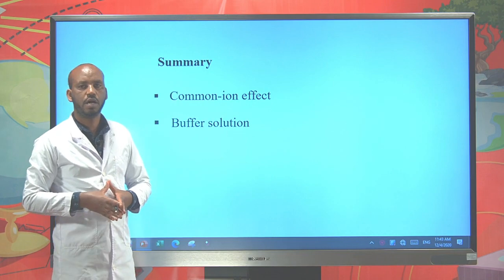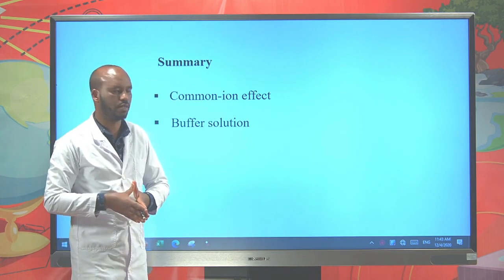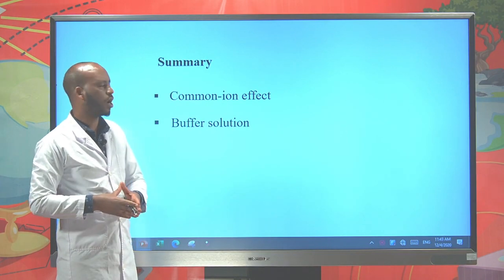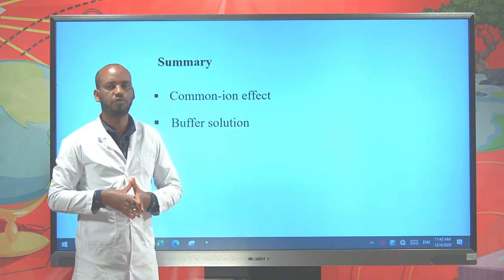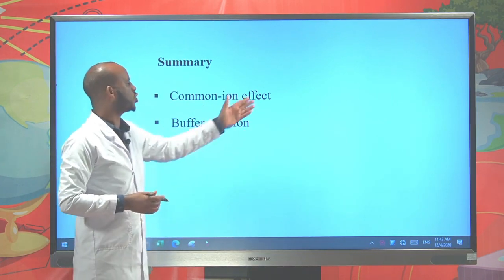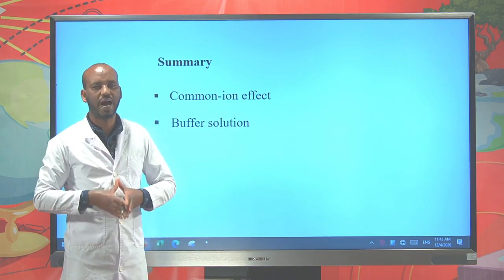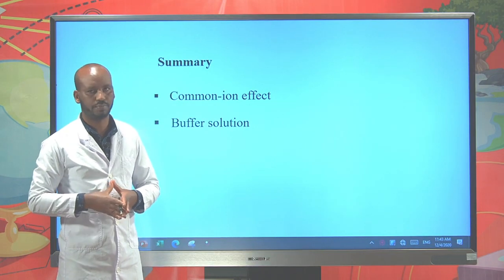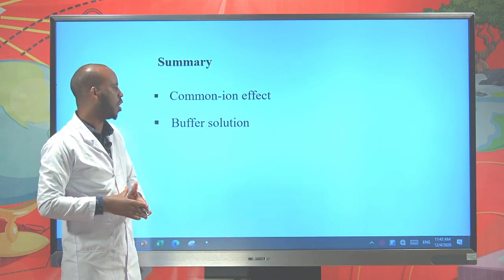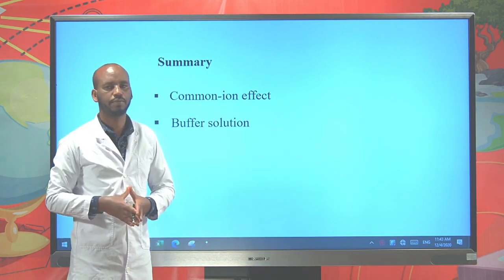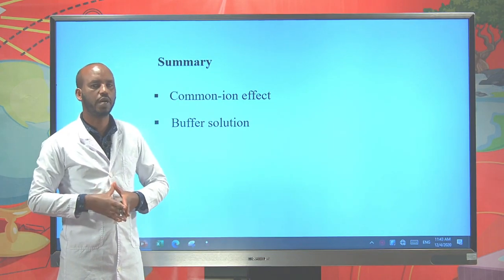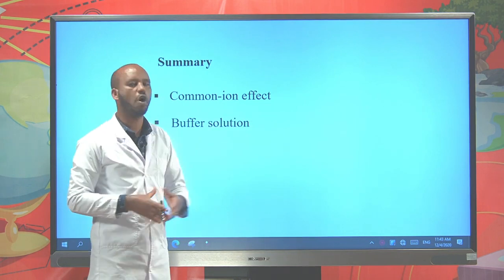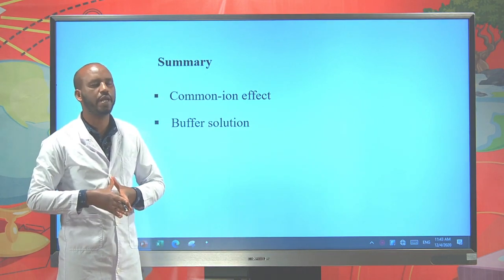Students, in today's lesson, we discussed the common ion effect. The common ion effect is the shift in equilibrium caused by the addition of a substance having an ion in common with the equilibrium mixture. Addition of a substance that provides a common ion suppresses the dissociation of a weak acid and a weak base.